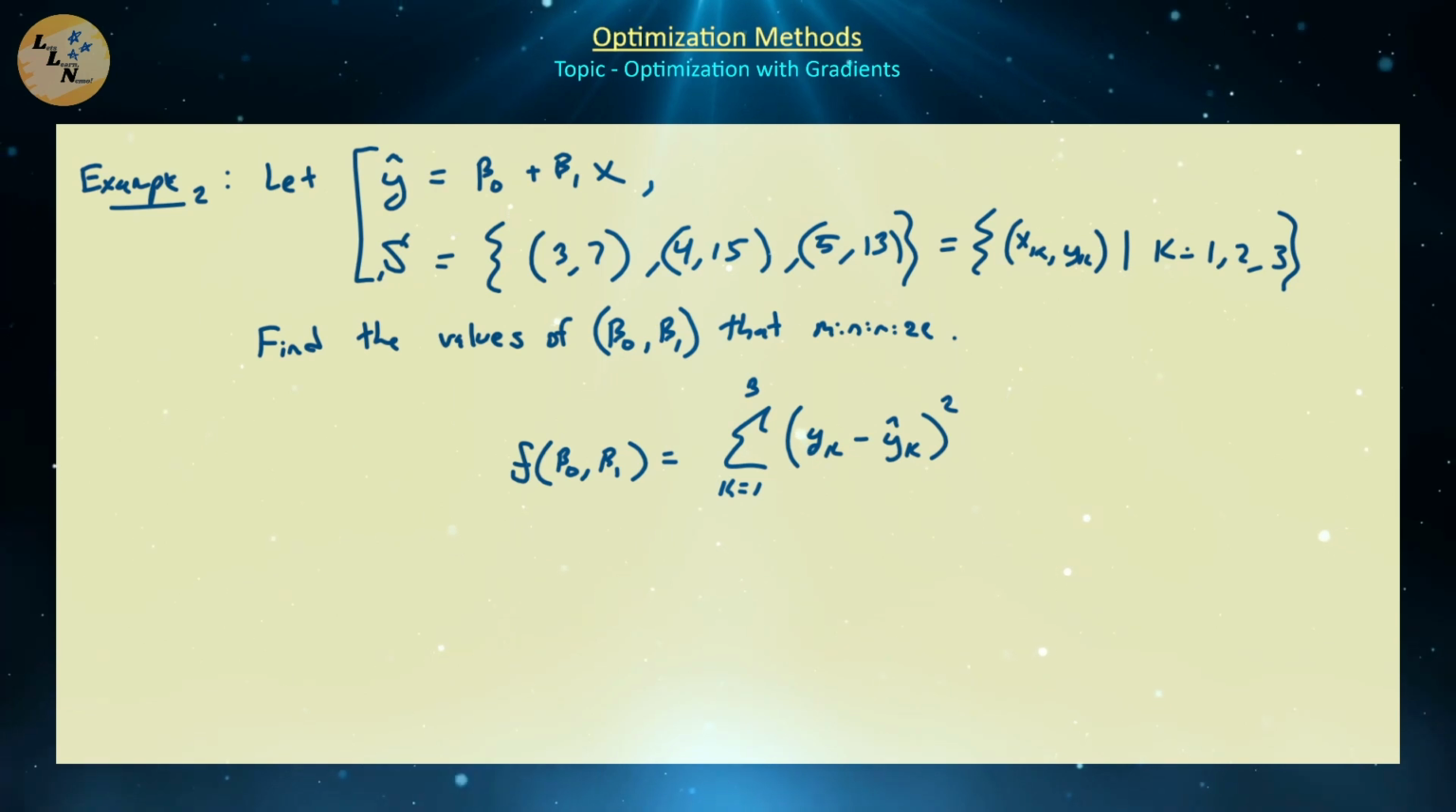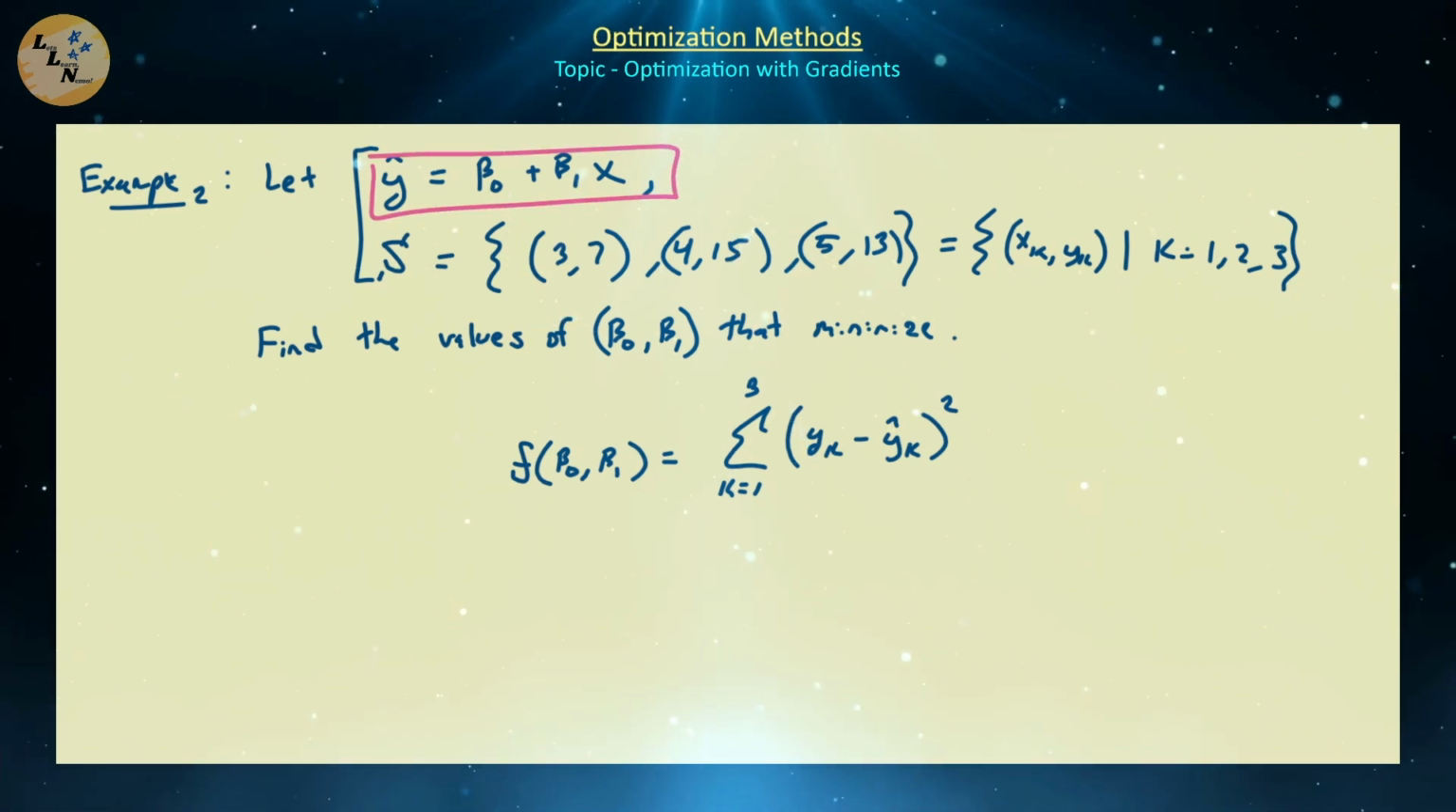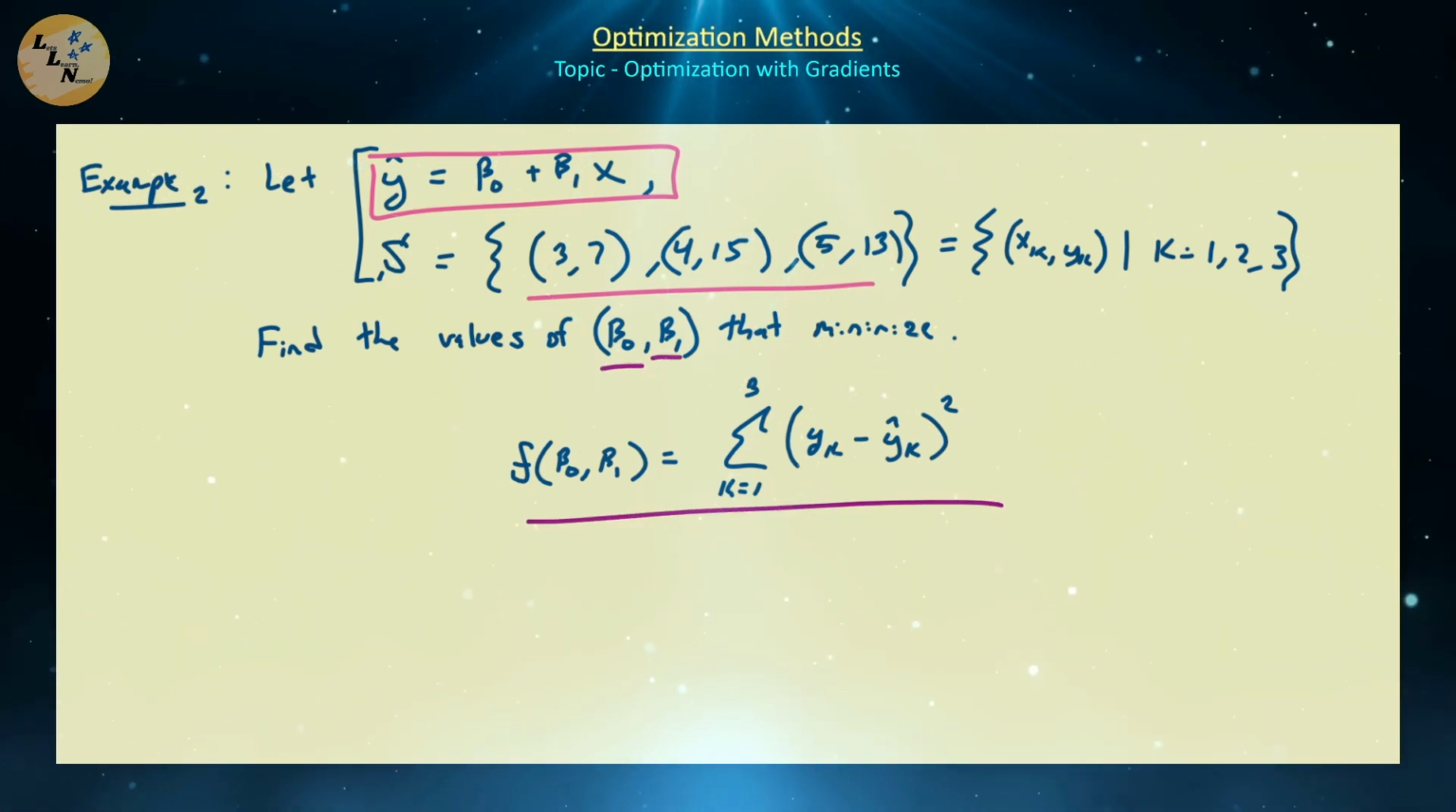The next example that we're going to use to demonstrate the use of gradients for optimizing multivariable functionals is this one. Suppose we have some line in two-dimensional space, x and y, that is represented by beta 0 plus beta 1 x. Here, beta 0 and beta 1 are both constants to be determined. Let's assume that we have a data set of two-dimensional data, 3, 7, 4, 15, 5, 13, which is just a bunch of x, y points. What we want to do is find the values of beta 0 and beta 1 that minimize this particular functional. This functional is sometimes referred to as the error sum of squares or the sum of squared residuals.